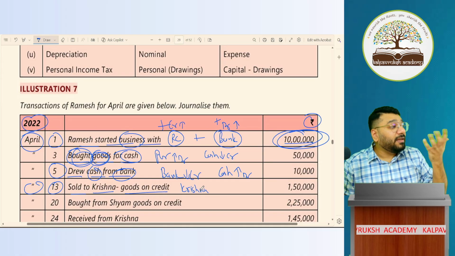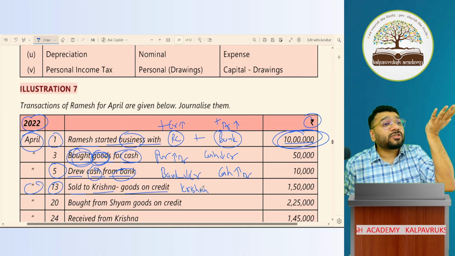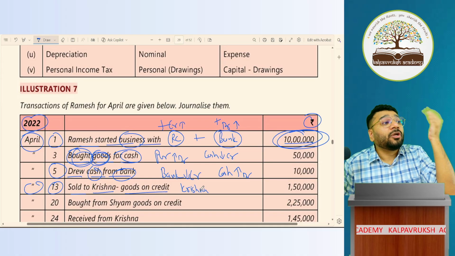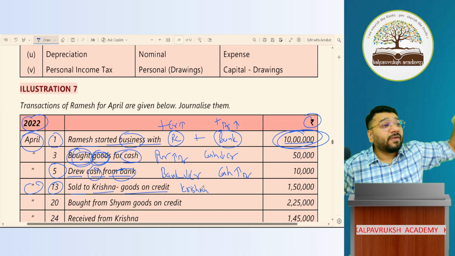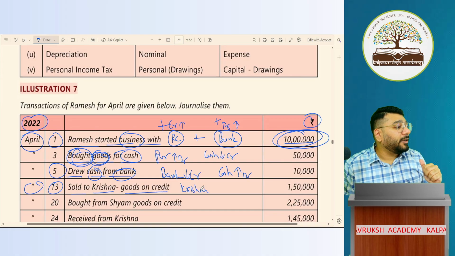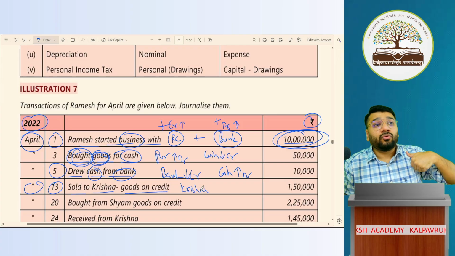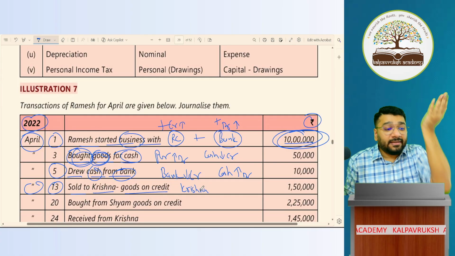So more credit sale will increase more debtor balance. Krishna is called as debtor. Debtor means what? Customer to whom we have sold the goods on credit. Krishna is nothing but customer to whom we have sold goods on credit. Got it, not got it. So more sales means more money I have to receive in future. So my debtor balance will increase.